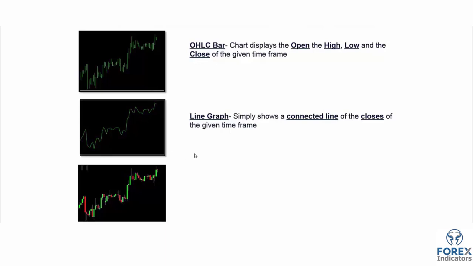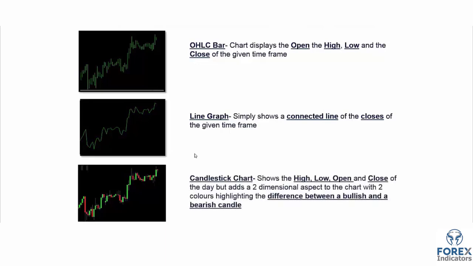Finally, candlesticks, and this is what we're going to focus on. This also shows you the high, the low, the open and the close, very similar to the OHLC bar, but in my opinion much easier to see and much easier to interpret. I'll show you how it works in just a moment, but the key difference between the two is that here we use colors to show you where the market has closed lower than the open or closed higher than the open.